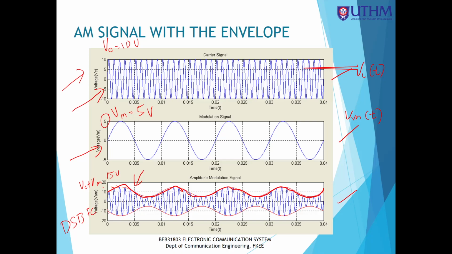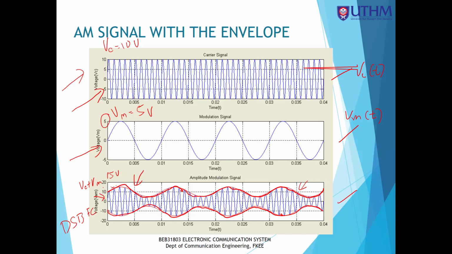Okay, so this is the upper envelope and this is the lower envelope. So this red color is just the imaginary line. Dia adalah garisan imaginary yang kita lukiskan untuk menunjukkan bahawa adanya envelope di atas itu. Okay, so the red color is the envelope. So actually the signal is inside this one. This is the actual signal.